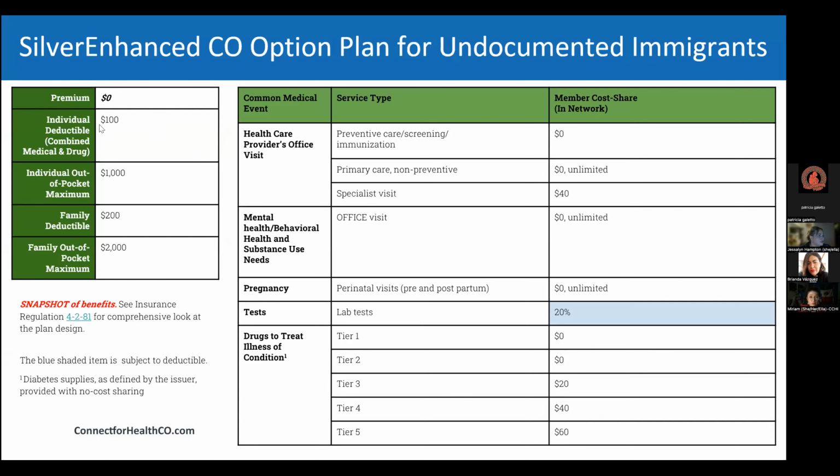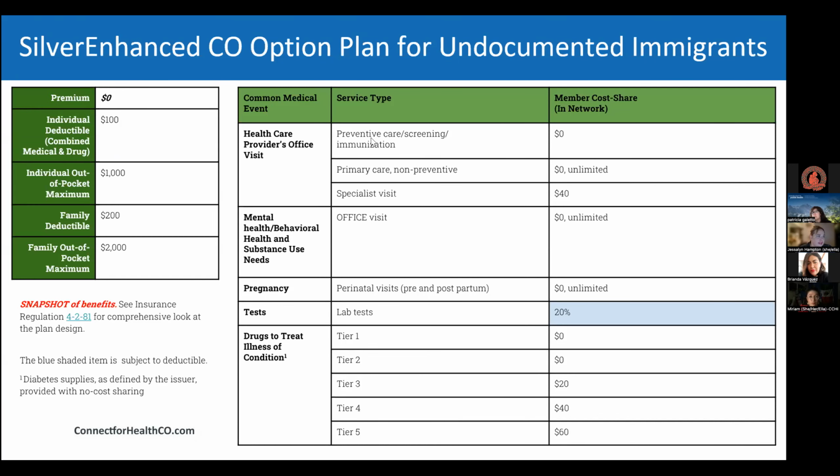The individual deductible is $100. That is for the whole year. And then the maximum out of pocket that anybody would have to pay for in-network care over the cost of the year is $1,000. Over here, you can see a snapshot more of the benefits.